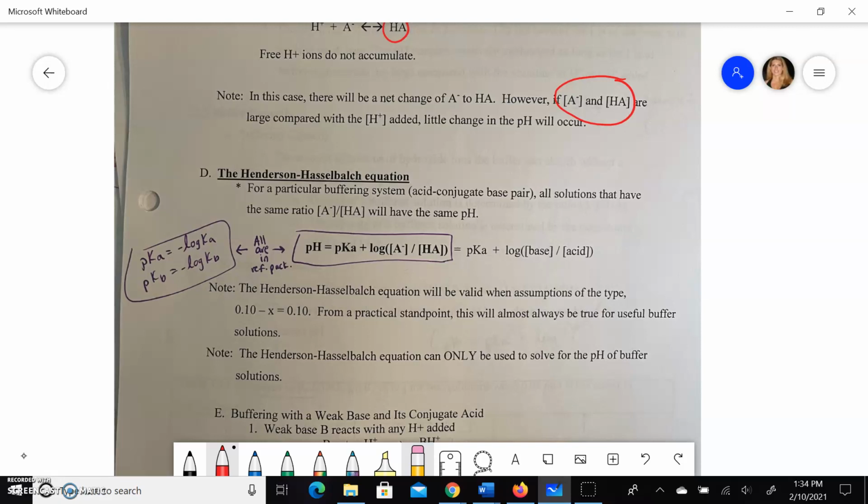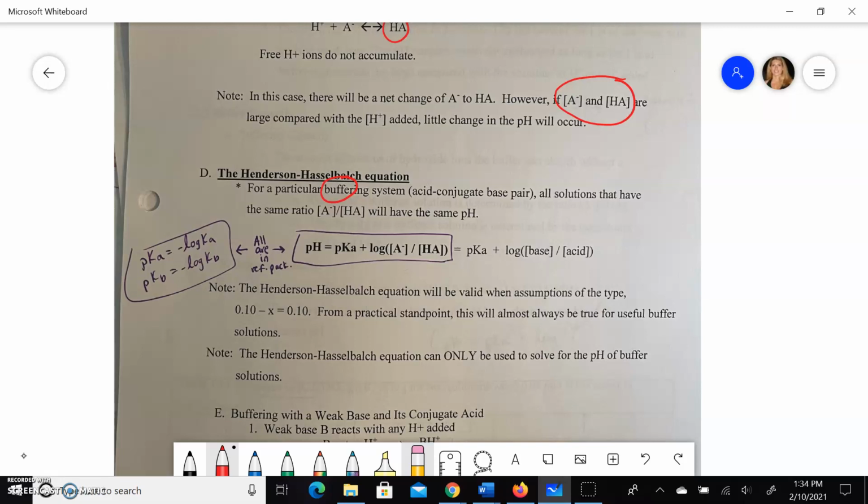This is used in a buffer system, and this is going to save you from setting up some of these ICE problems. It's just a short equation. You plug that stuff in and you calculate it, and it's way easier. But you have to recognize when you can use this. So again, you can only use this if you have a buffer system, if you've got a weak thing and its conjugate. And notice that everything I have circled in purple, these are all in your reference packet as well, so you don't even need to memorize them.